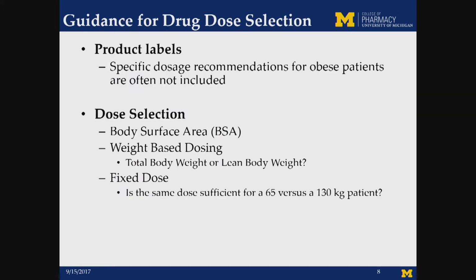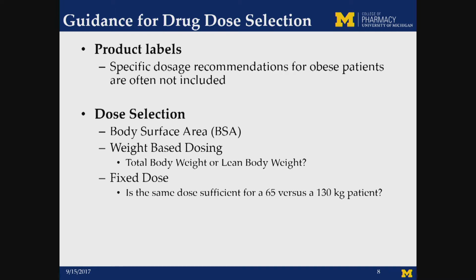Despite these definitions of obesity, there really hasn't been much progress in modifications of product labels to provide specific dosage recommendations for obese individuals. This is important because this drives a lot of dosage selection, and our current paradigms and product labels are based on three scenarios.